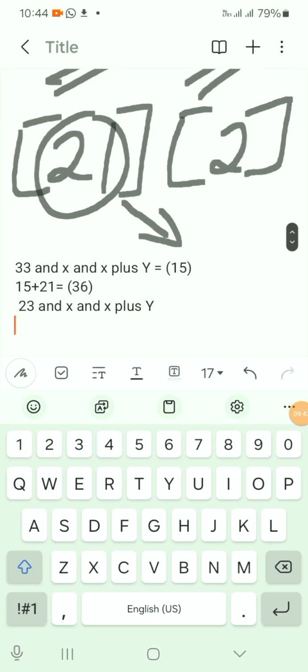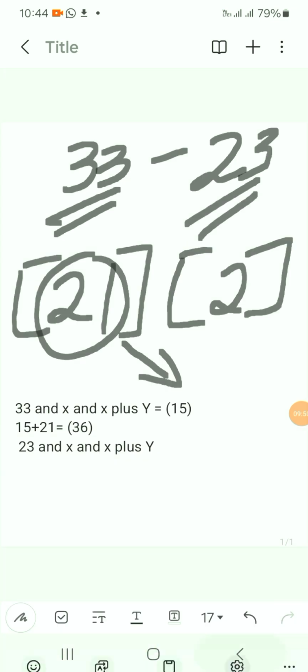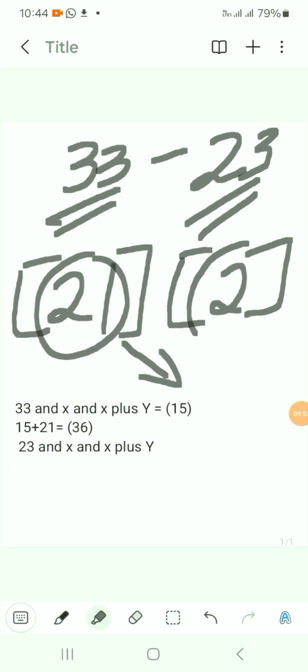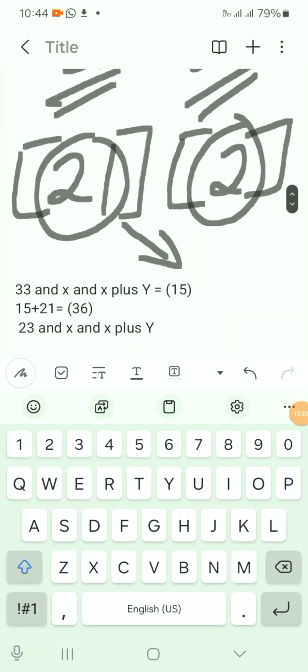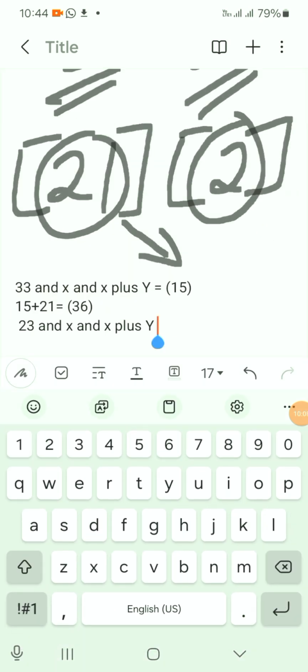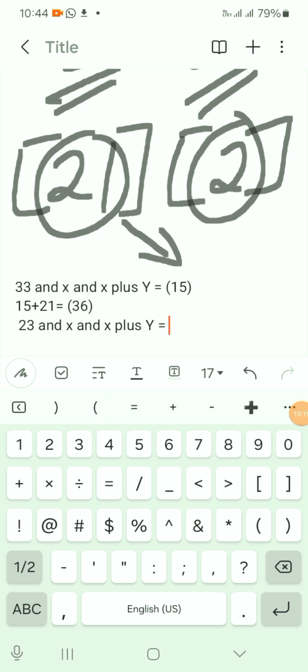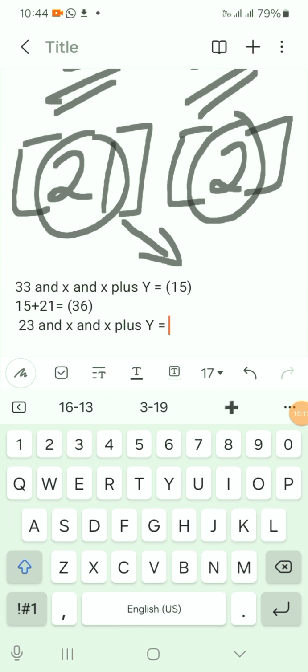Now we are now here, right? We said 23 and x, whereby here, whenever we get the difference, we are now going to subtract. It is no longer going to be an addition. We are now going to subtract with what? With 2, right? Now let us go on our calculator. 23 and x plus y, it equals to the difference, right?